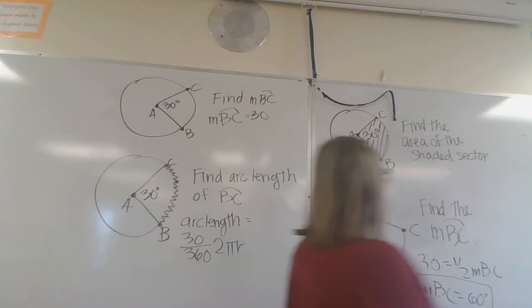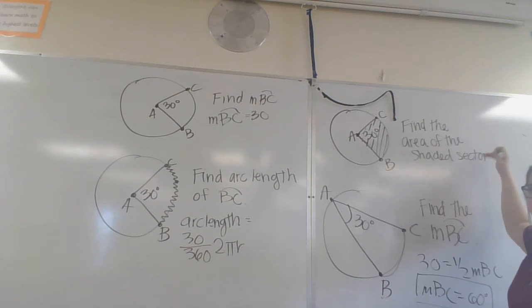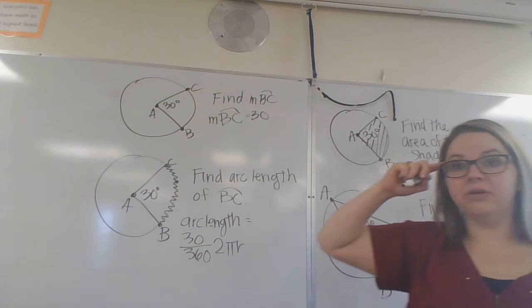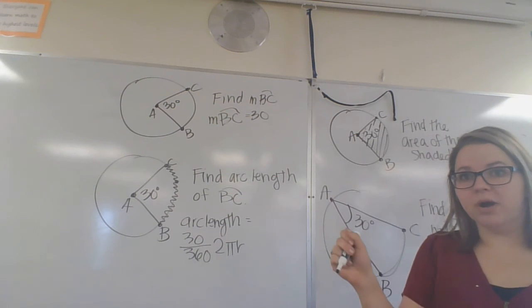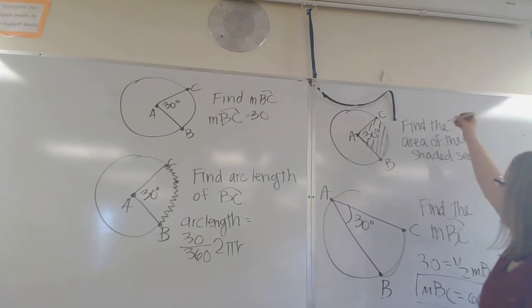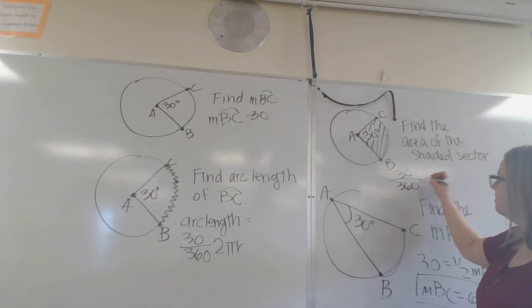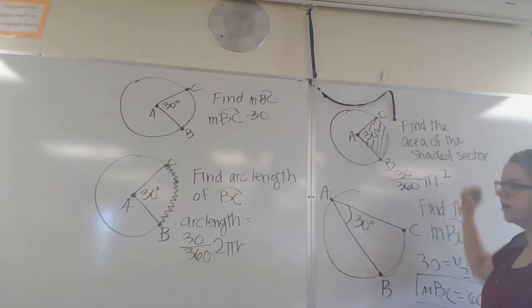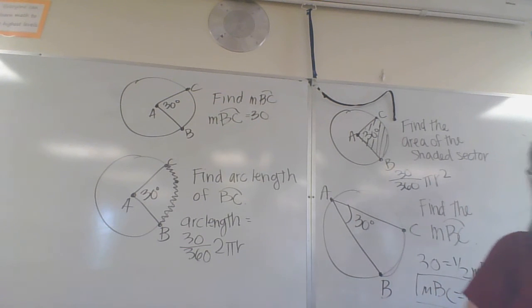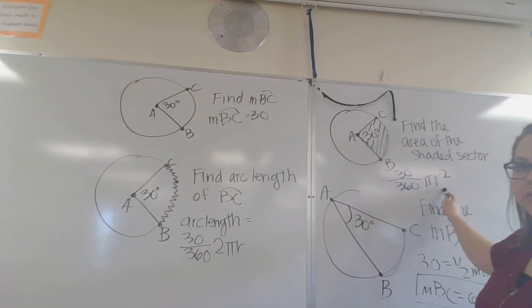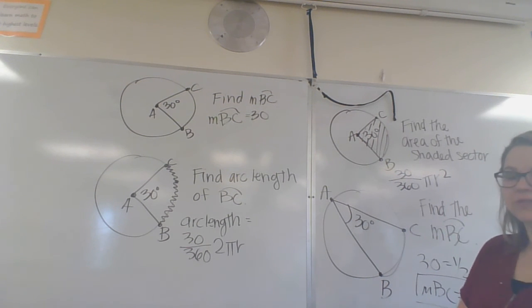Now this last one over here is find the area of the shaded sector. Whenever we're dealing with area, pi r squared. So this one you would do, I'm going to write it right here, 30 over 360 pi r squared. And that would get you your answer. You would put in what your radius is, and then you would get your area of the sector.